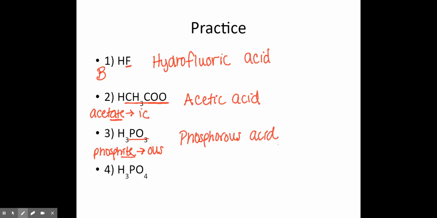Last example on this page. More than two elements here. So we need to figure out what PO4 is. PO4 is phosphate. So our new ending ends in IC. So this is phosphoric acid.